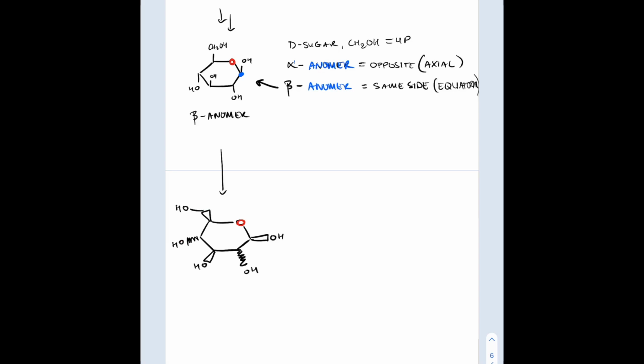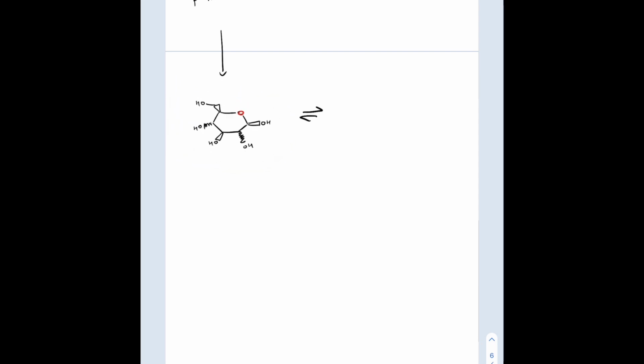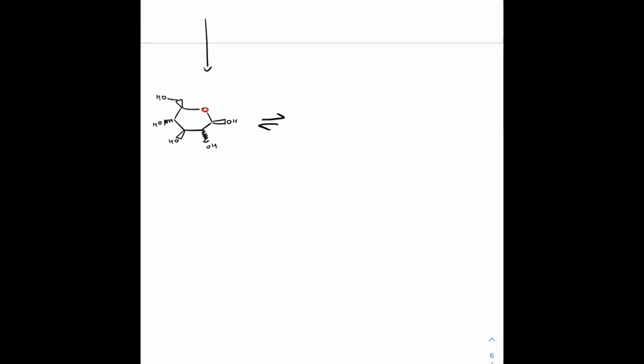So we have this. The next portion of this discussion is going to be an equilibrium discussion. We have alpha and beta anomers, but we'll come to find that one of them is more stable and therefore more preferred. So how do they go back and forth from beta to alpha and alpha to beta? Well, this is a hemiacetal, remember, and hemiacetals can be converted to their original carbonyl compounds. And that's exactly what happens.